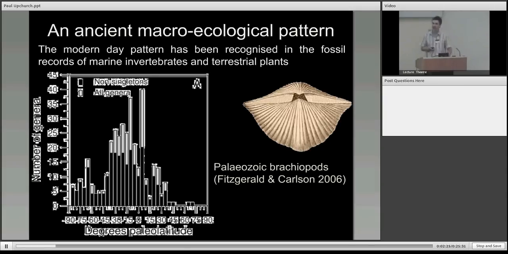Now, of course, this can be perturbed by various events. There's some evidence, for example, that climate change in the late Paleozoic didn't change the overall pattern here in terms of having an equatorial peak in brachiopods, but it did change the slope of the gradient. So there seems to be potentially some kind of relationship between the slopes of these patterns and various climatic gradients.